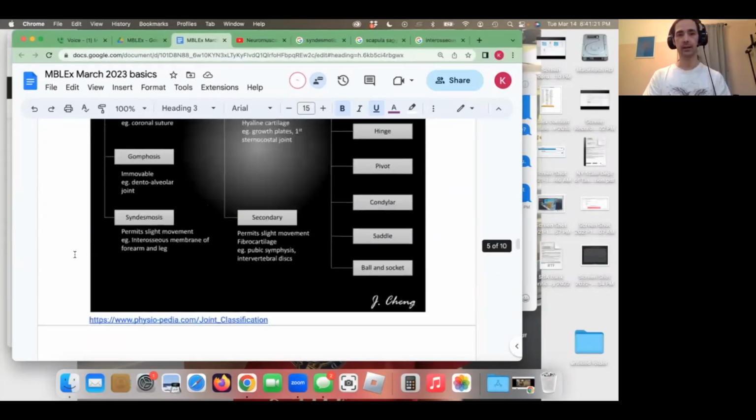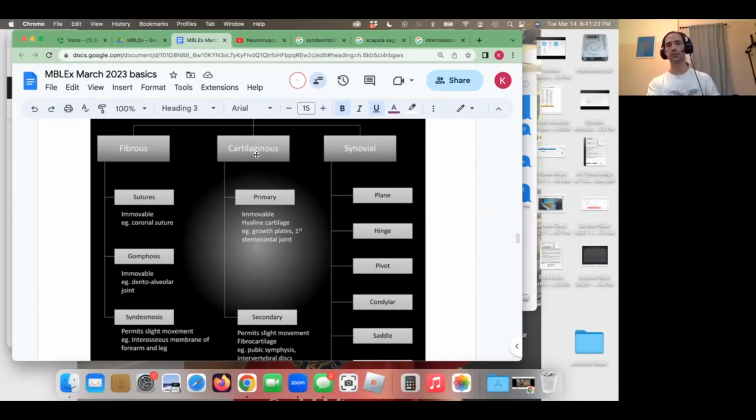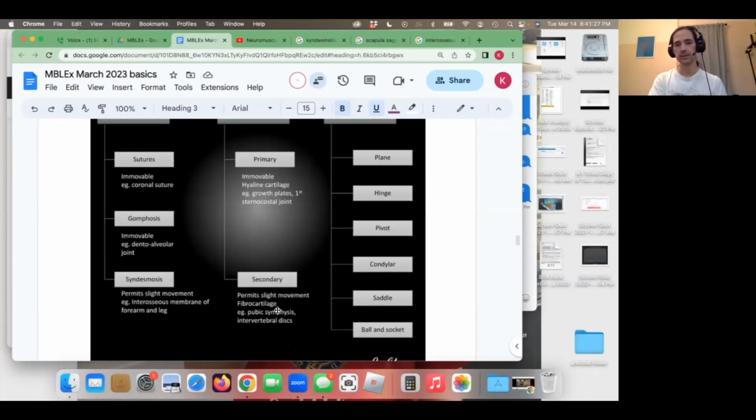Okay, and then for the cartilaginous joints, let's go over the symphysis joints first. Symphysis joints are areas where there's thick cartilage. That's the pubic symphysis, and then the joints between the vertebrae, the intervertebral discs. Does everyone know what the pubic symphysis looks like? Yes, no? Not really.